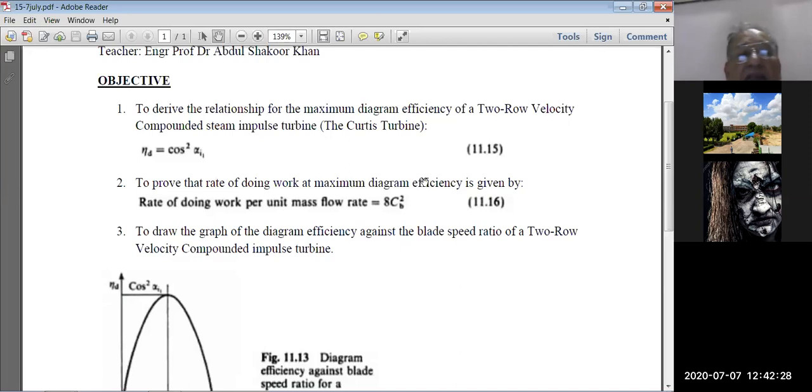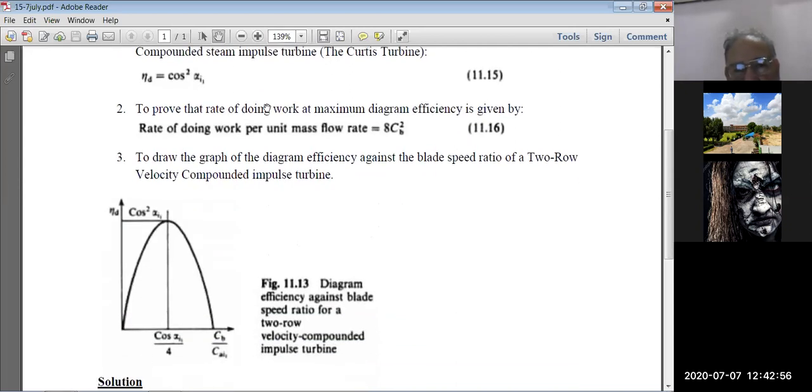And the second objective, and this is the formula: eta d, where eta d means diagram efficiency, is cos square alpha I1, where alpha I1 is the angle of the absolute velocity entering the first wheel. So the diagram efficiency is a cos square. Maximum diagram efficiency is at this angle. If the velocity angle is this much and its cos square alpha is this, then at this value of cos square alpha I we will get maximum efficiency.